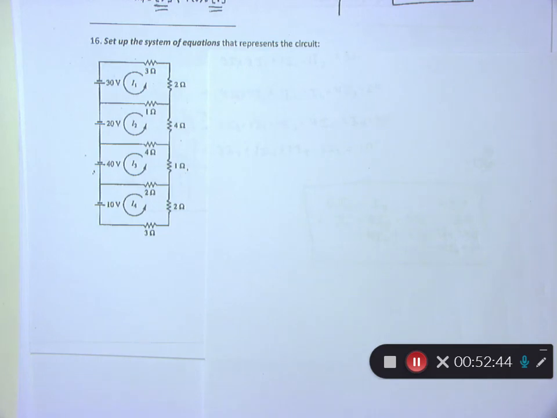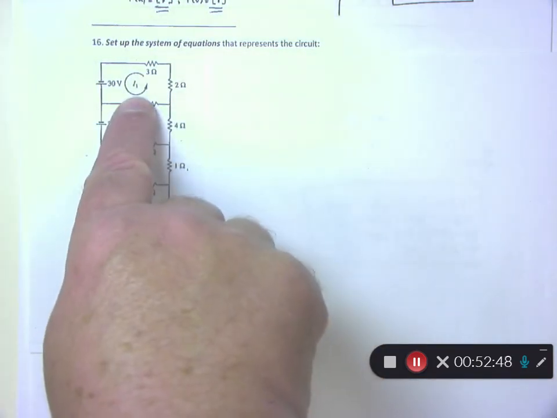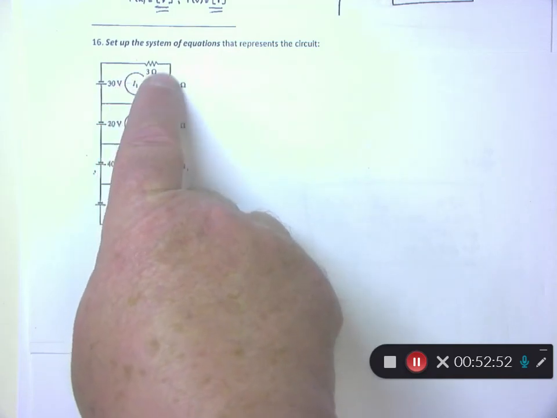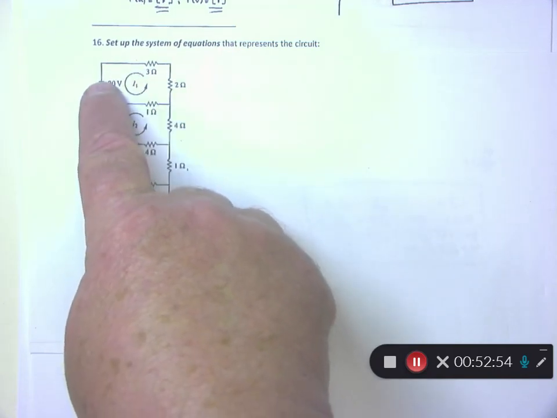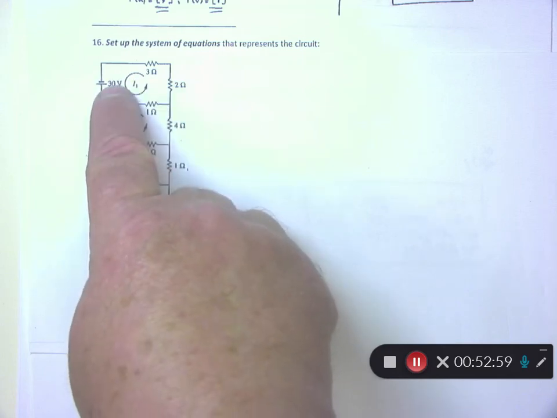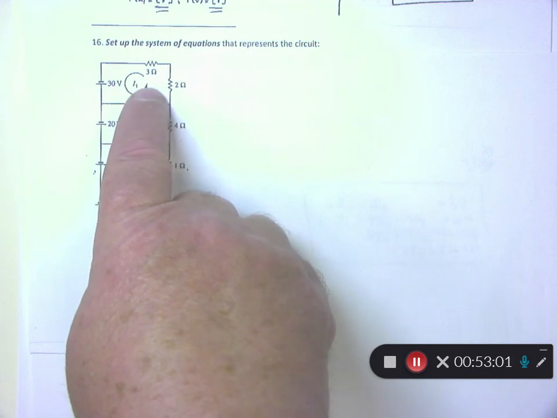How's it going to work? So, there's your current right there, I1. Look at your battery terminal. The flow is going counterclockwise, but the battery is set up small on top, big on bottom, negative, positive. So that's a positive 30. Does that make sense? Relative to my current.